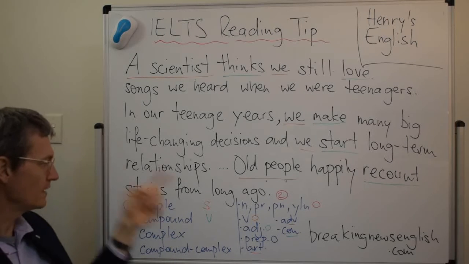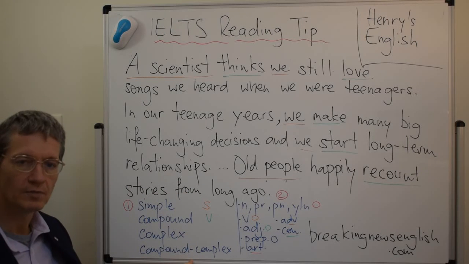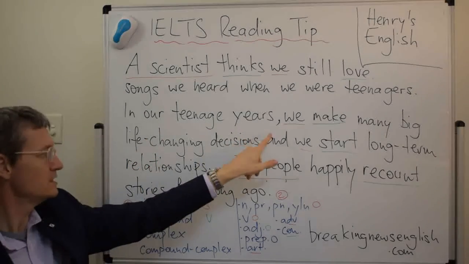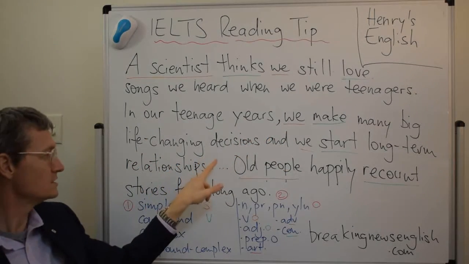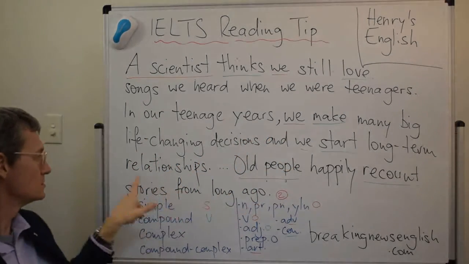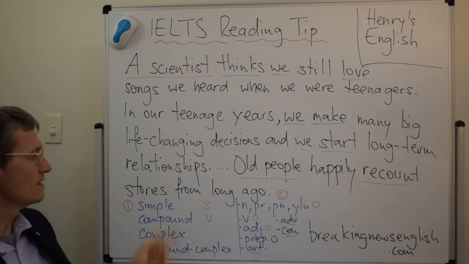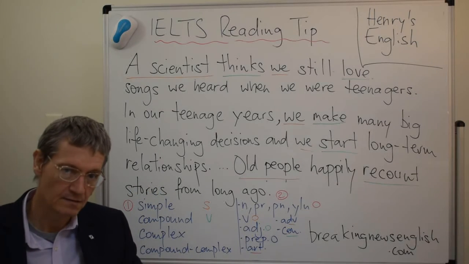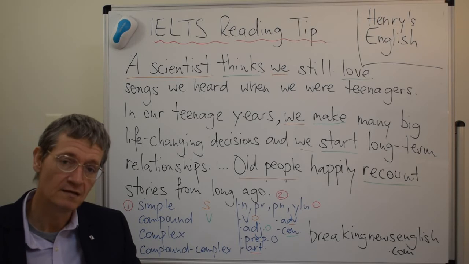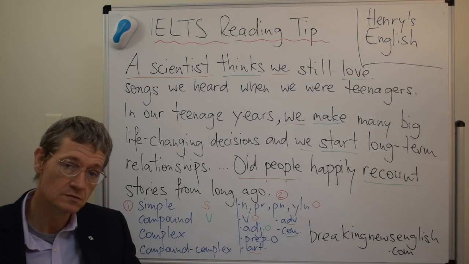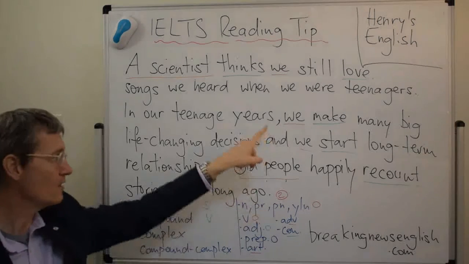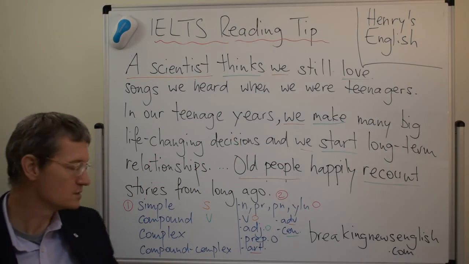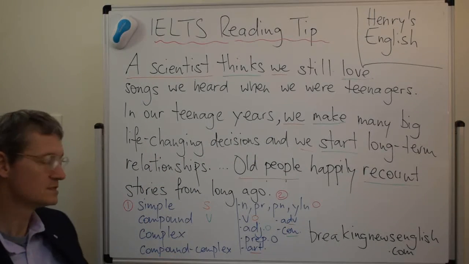Now I could make that into a compound complex sentence by adding something. So in our teenage years, we make many big life-changing decisions and we start long-term relationships that have a big effect on us. So that last part, that have a big effect on us, that is a dependent clause. So we now have two independent clauses and a dependent clause, and then we have a compound complex sentence.